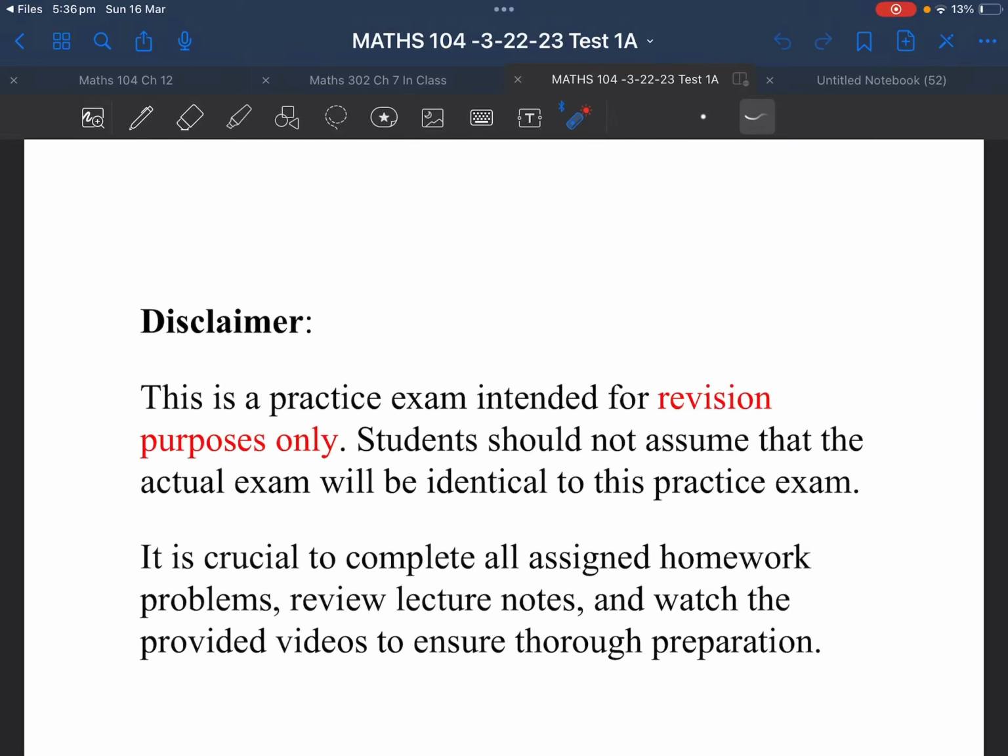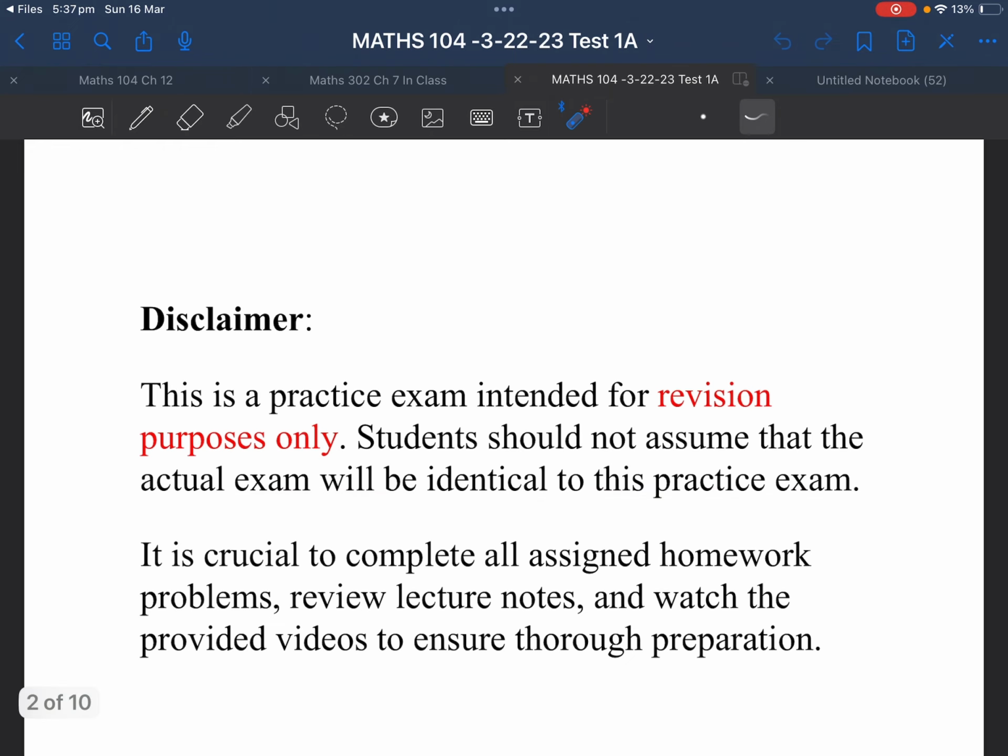Hello and welcome, student. Before we start solving previous tests and exams, I would like to make this important disclaimer. The following will be just a practice exam, and it's only intended for revision purposes only. So it has nothing to do with your actual exam. It is not a model for your exam. It's just for you to revise, to test yourself, to practice more, keep yourself with a timer, be in the exam environment. You shouldn't assume the actual exam will be identical to this one.